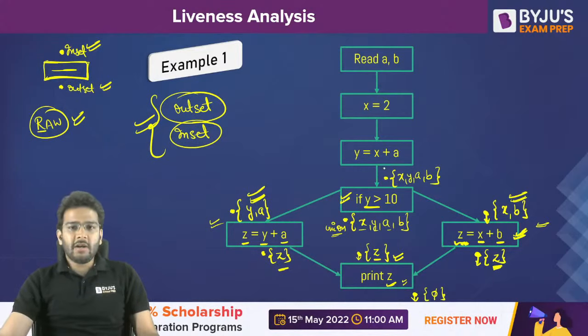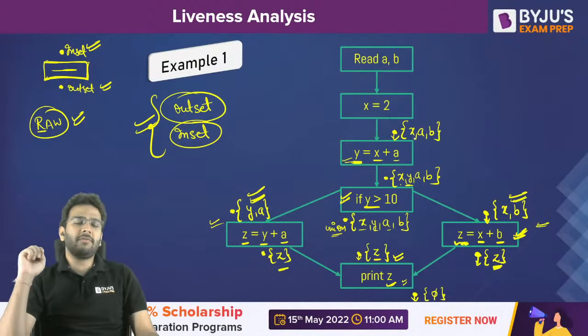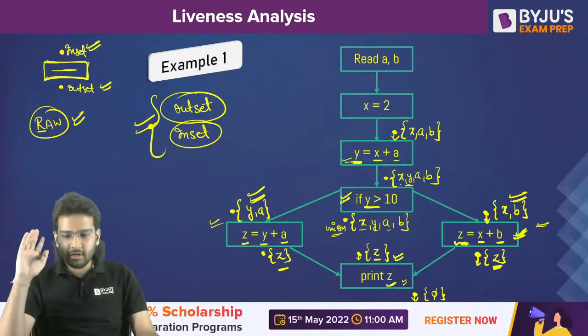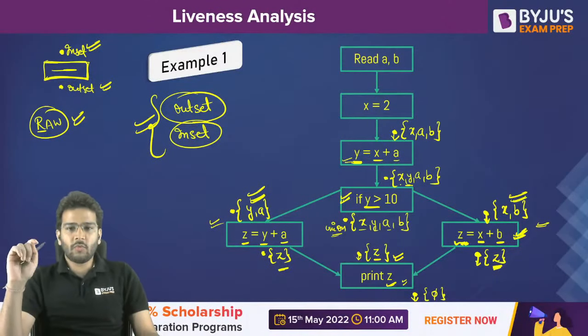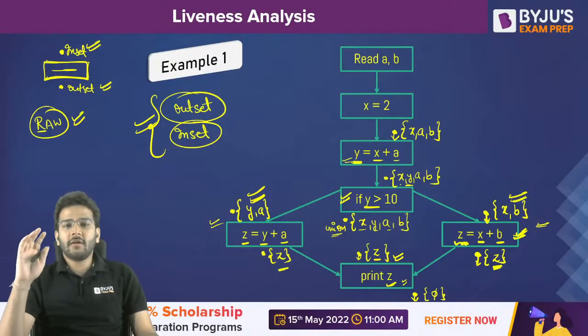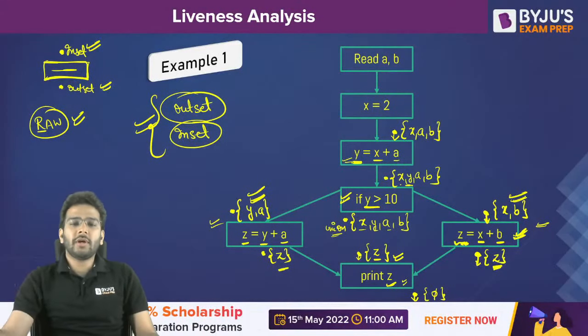Okay. Now, we know the outset of this is going to be the same, so no need to calculate. Let's talk about the inset here. What will be the inset? As we are going to see downwards, we are going to see x, y, a, b. But if you see carefully, we are writing first into y, then we are reading from here. So that means y cannot be a live variable at this point in the program. But x, a, as we are reading the value, so x, a, b will be your live variables at this point in the program. Is it clear to all of you? Y will not be there because first we are writing into y, then we are reading, so it cannot be a live variable.